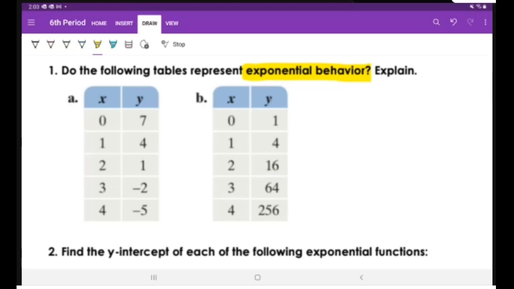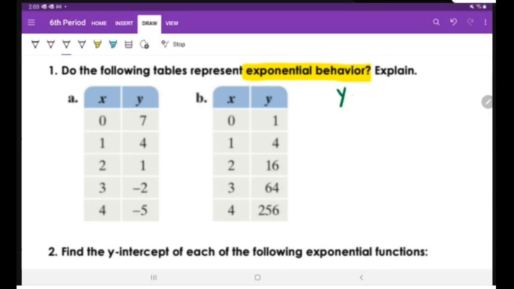So at the very top of the 7.5 packet, there is a definition of an exponential function. And in that definition, at the bottom, it says, y changes multiplicatively. And you also have examples all throughout that packet where we looked for that multiplicative pattern to prove exponential behavior. That's what we're doing here. So find your pattern for your y values. So I'm going to write here.